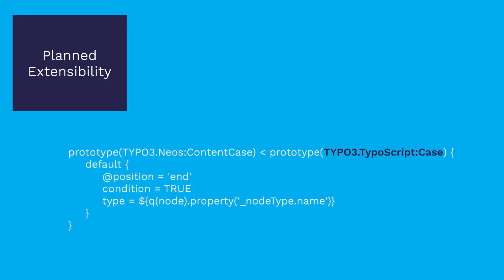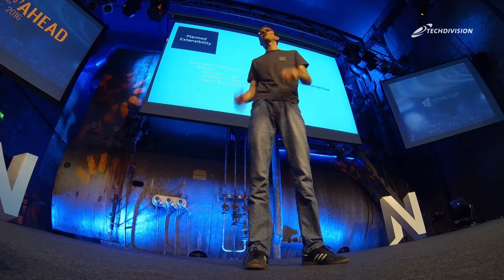Right, so that's planned extensibility. It's just important because in TypoScript we can do both. It's just important that you remember, if you want to do planned extensibility, then look at the case objects available in the system, because they are essentially planned extension points.